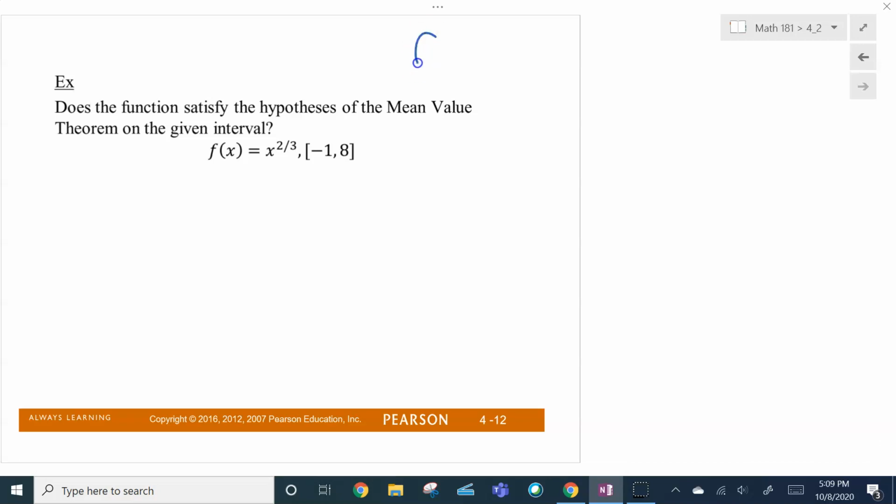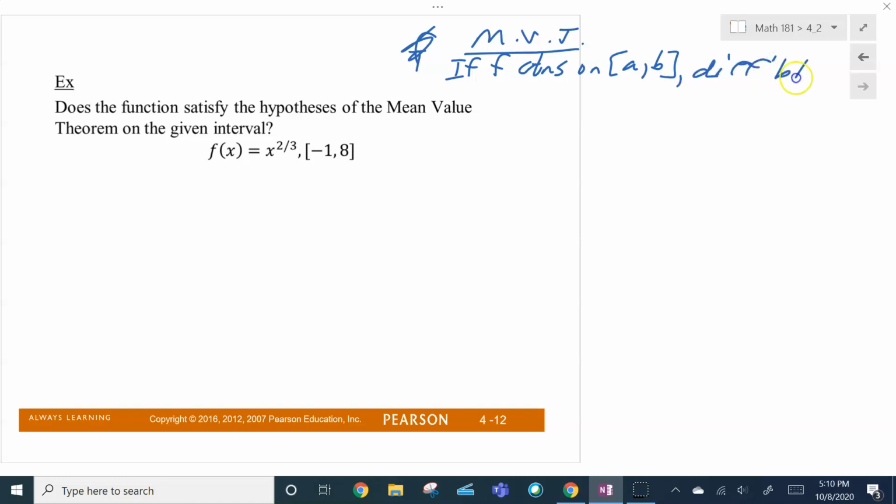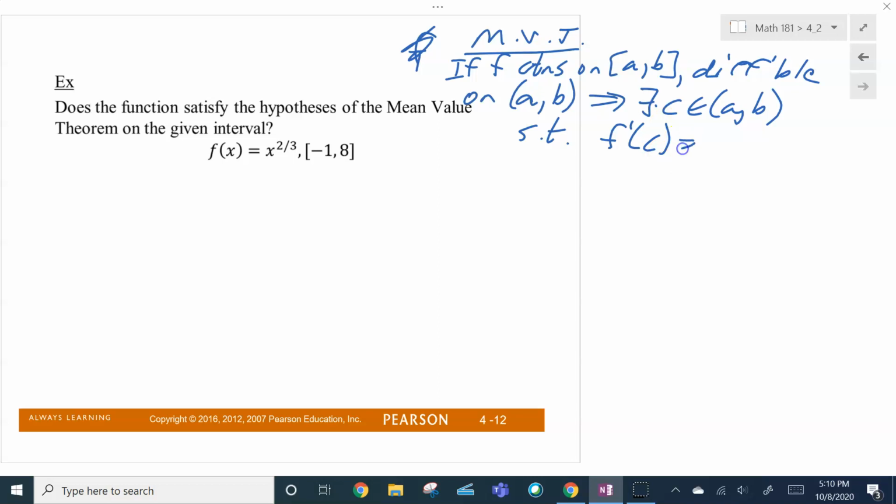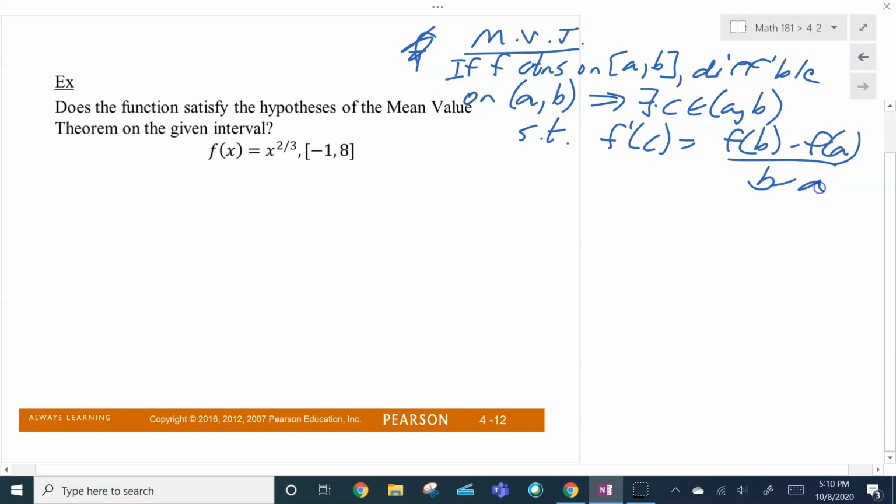Alright, does the function satisfy the hypotheses of the mean value theorem on the given interval? Well, first of all, the mean value theorem says if f is continuous on the closed interval and differentiable on the open interval, then there exists a c in that interval such that f prime of c equals f of b minus f of a all over b minus a. Right?